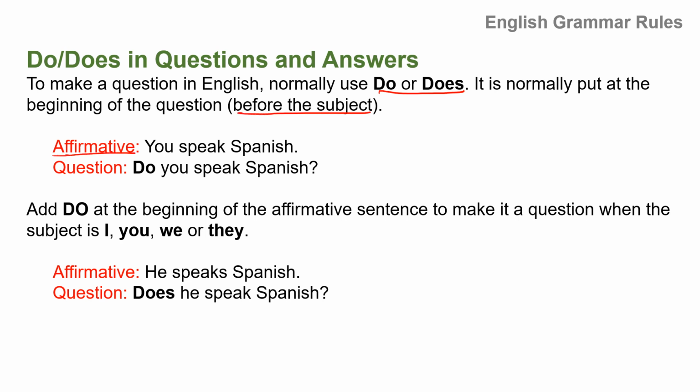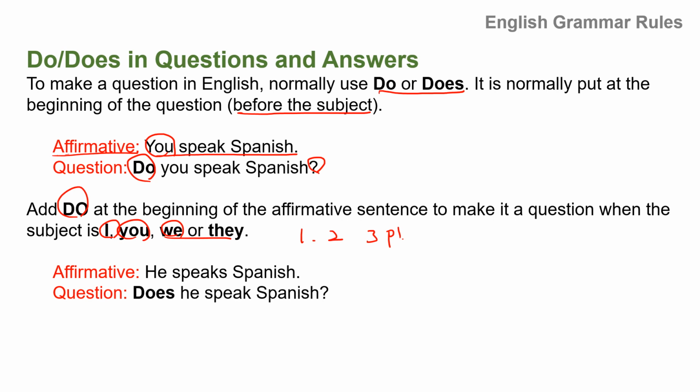So we have an affirmative sentence here: You speak Spanish. This is the subject, second person, so we use do. You speak Spanish, and the question. Add do at the beginning of the affirmative sentence to make it a question when the subject is I, you, we, or they, which means first and second person and third person plural.